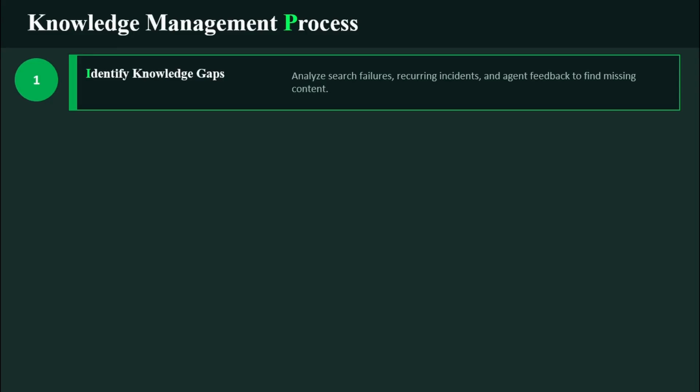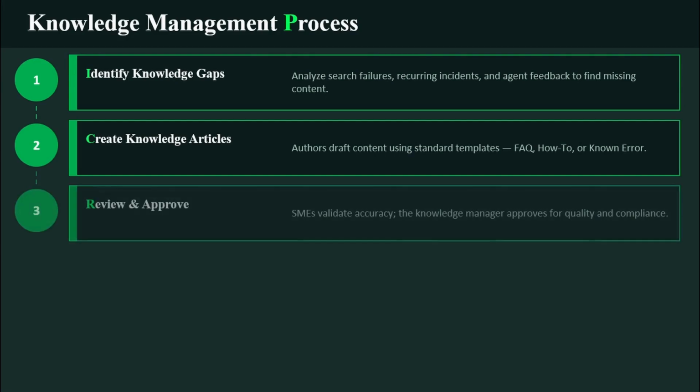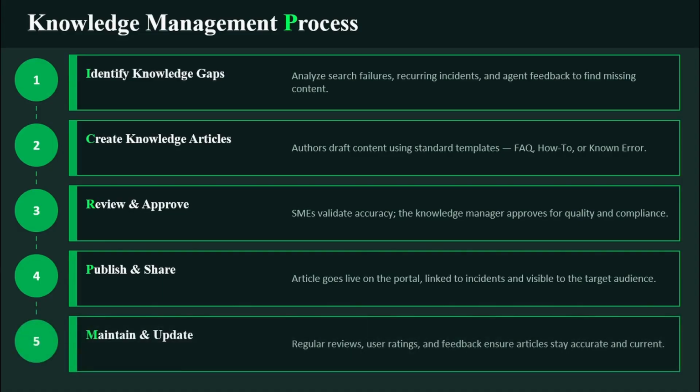Finally, let's walk through the knowledge management process. It starts with identifying knowledge gaps by analyzing repeating incidents and failed searches. Then, knowledge articles are created using standard templates. The articles go through review and approval to ensure quality. Once approved, they are published and shared through the portal. And over time, they are maintained and updated based on feedback and periodic reviews.